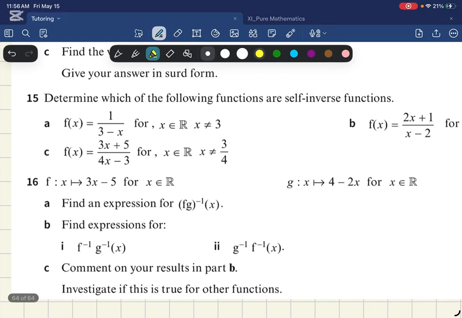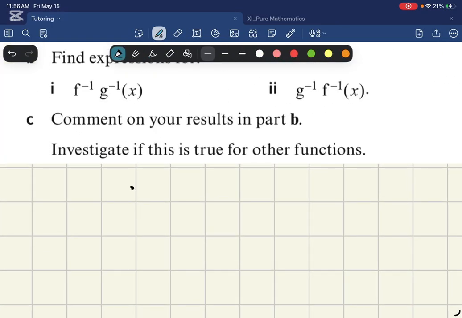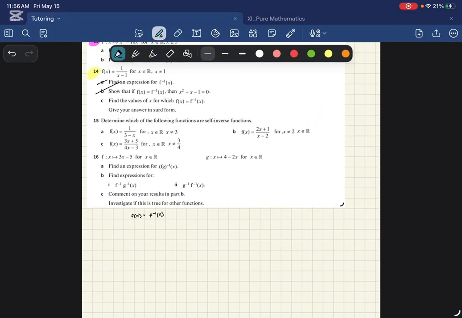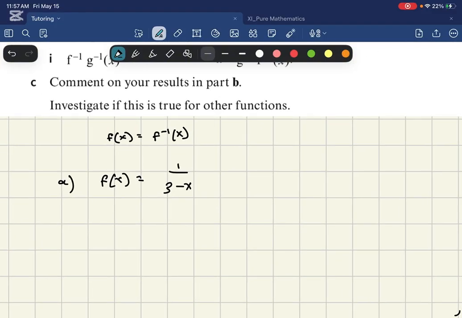Okay, question 15. Determine which of the following functions are self-inverse functions. So for a function to be self-inverse, it means that f of x is equal to f inverse of x. In the next topic, we will discuss that if this is the case, then the graph of the function is symmetrical about the line y is equal to x.